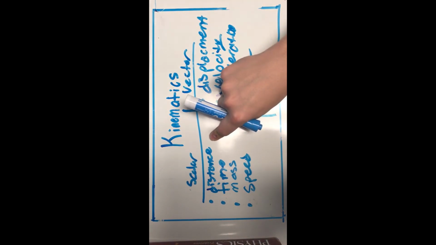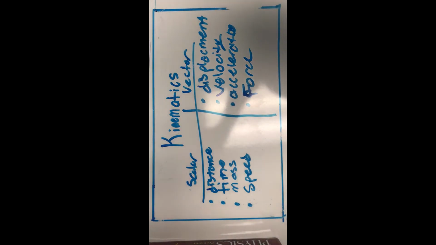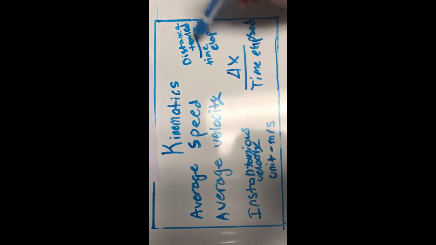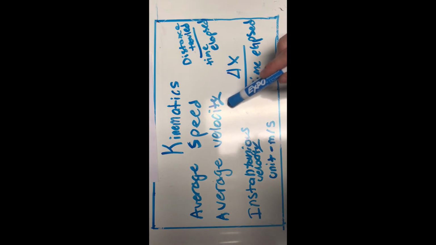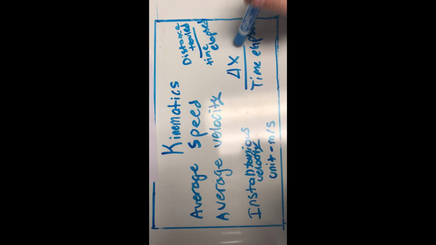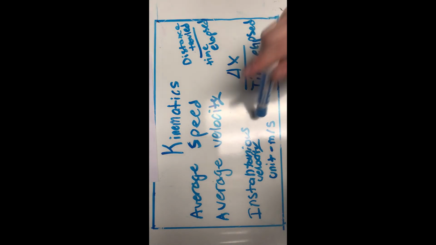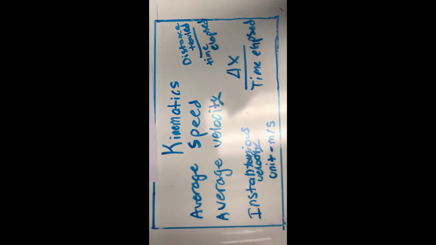Distance is a scalar, and it's the amount of ground an object has covered. Displacement is the overall ground an object has covered. Average speed is a scalar, and it is distance traveled over the total time elapsed, and it's measured in meters per second. Average velocity is a vector, and it's displacement over time elapsed, and it's measured in meters per second. An instantaneous velocity is the velocity of an object at a specific point in time. For example, that would be on a number line.